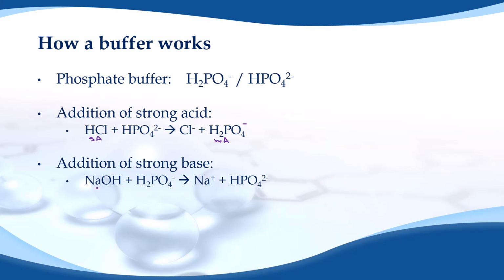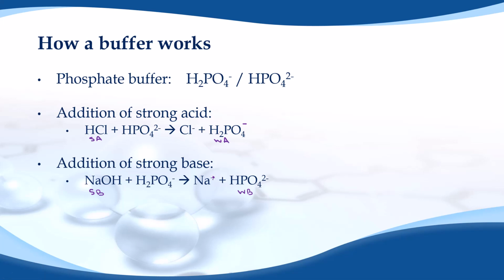Same thing with the base. If I take sodium hydroxide, which is a strong base, and I add it to the acidic component of my buffer, I take a strong base and I turn it into a much weaker one. So this is ideally how a buffer works. We replace strong acids and strong bases with weaker versions of them.